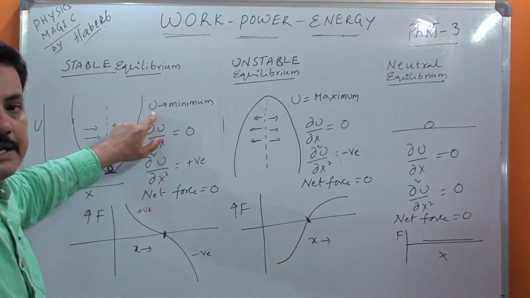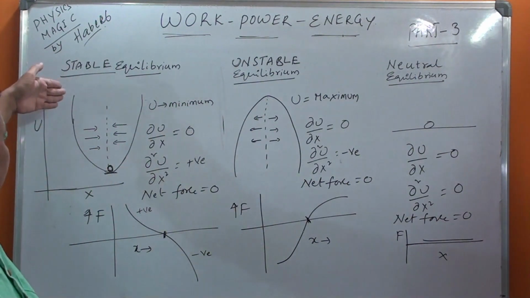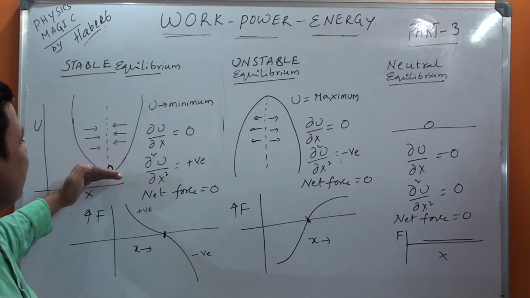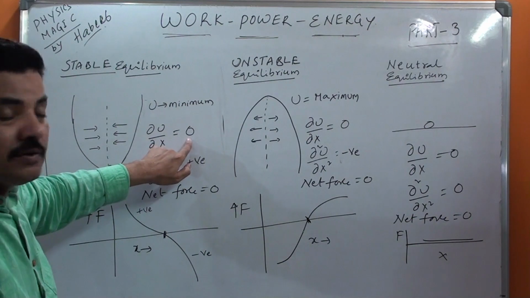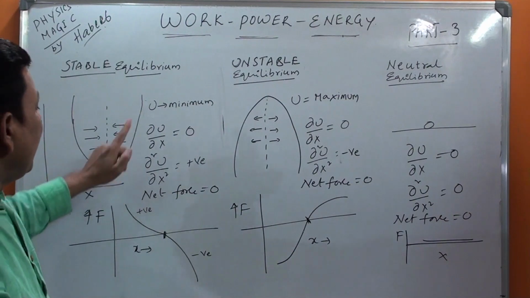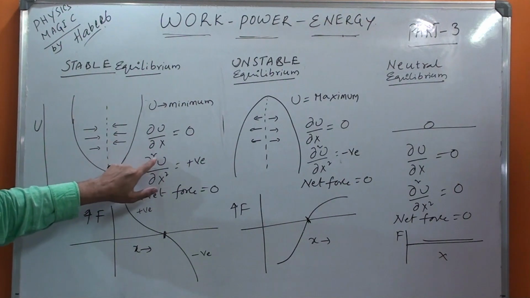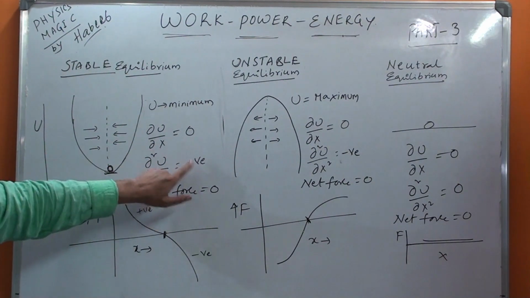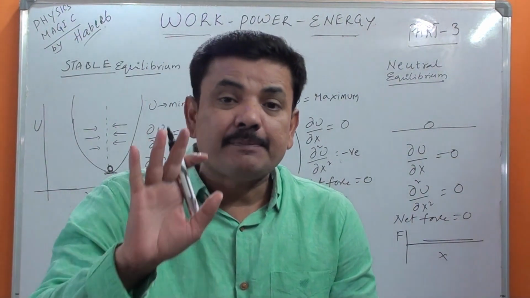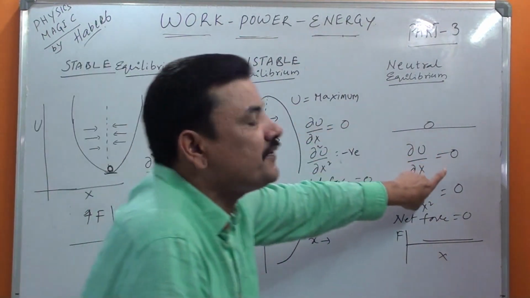Then what about potential energy? It is minimum, because it is coming down, and more than this it is not going down. So it is minimum. But dU by dx is equal to 0 because there is no change in potential energy at this particular point. And then d square U by dx square, this is very important. The second order differentiation will become positive for stable equilibrium. It's a condition for stable equilibrium, because dU by dx is 0 for this one, for this one, for this one.